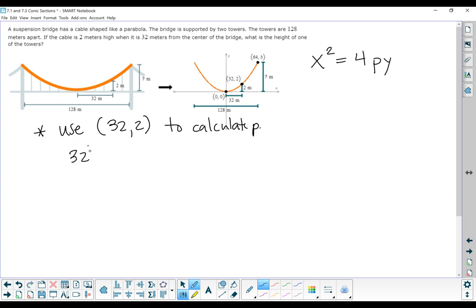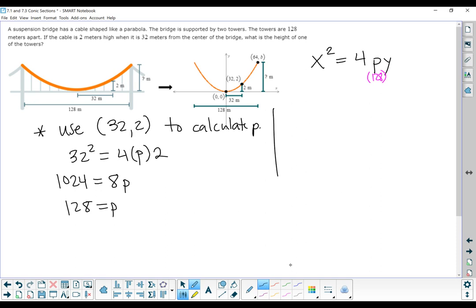So 32 squared is equal to 4 times p times 2. 32 squared is 1024. And so if we divide by 8, we get 128 for our p value. So if we substitute that in, 4 times 128 is 512. So now our equation is x squared is equal to 512 times y.